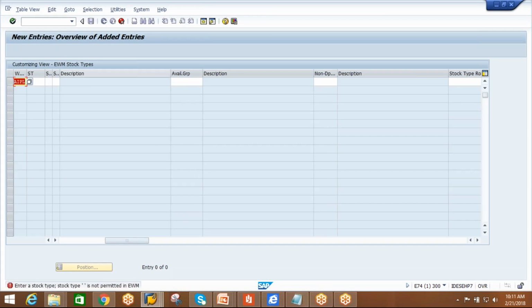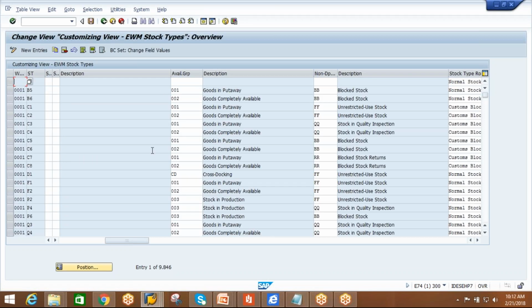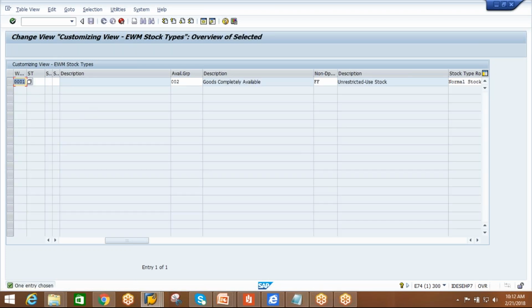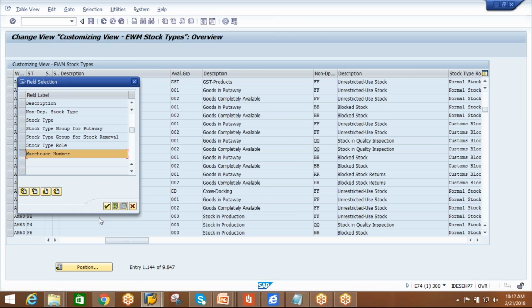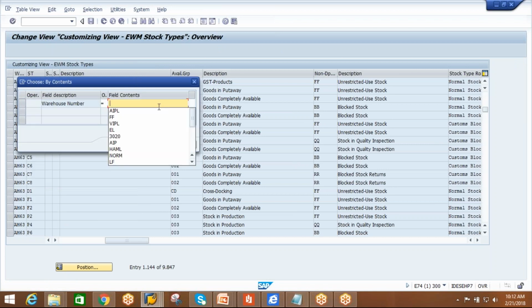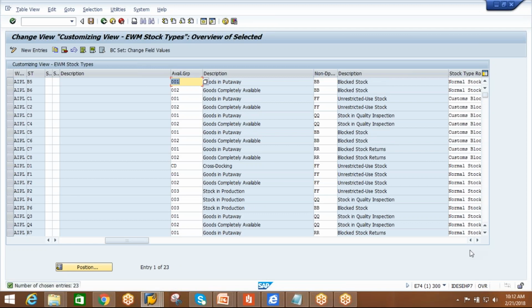One sec. Hold on, please. Yes. We copy F2. APL. Stock type is Z2. This one is for GST. Okay. This one. Saving it. Now I will show you my warehouse. Z2.